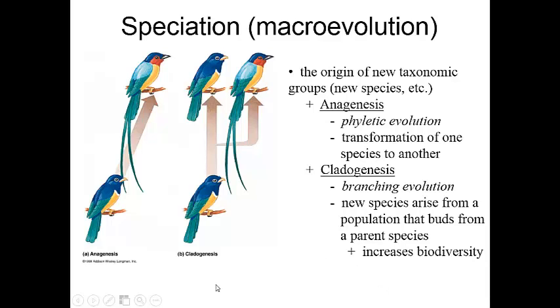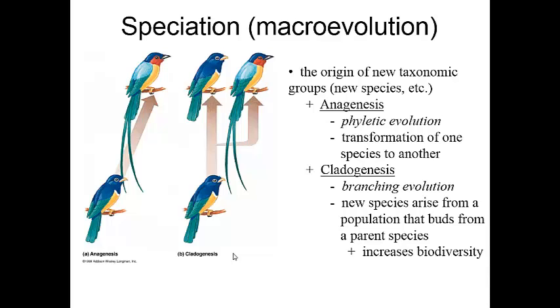Welcome to AP Biology. This video is on macroevolution. Macroevolution is the formation of new species. There's two types of speciation that could take place. There's anagenesis and there's cladogenesis.